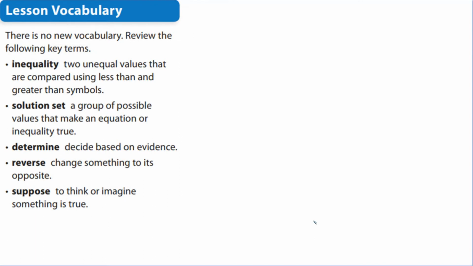Lesson vocabulary. There is no new vocabulary, but let's review the following key terms that are important for this lesson. Inequality: two unequal values that are compared using less than and greater than symbols. Solution set: a group of possible values that make an equation or inequality true. Determine: decide based on evidence. Reverse: change something to its opposite. Suppose: to think or imagine something is true.